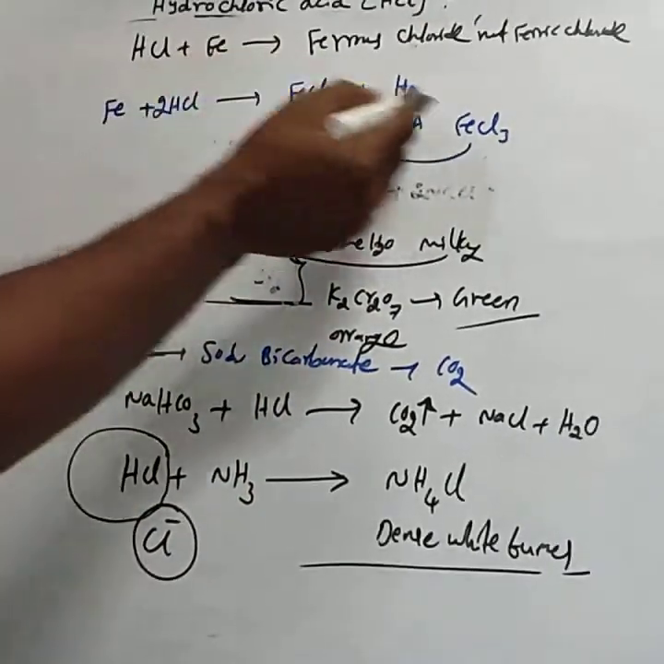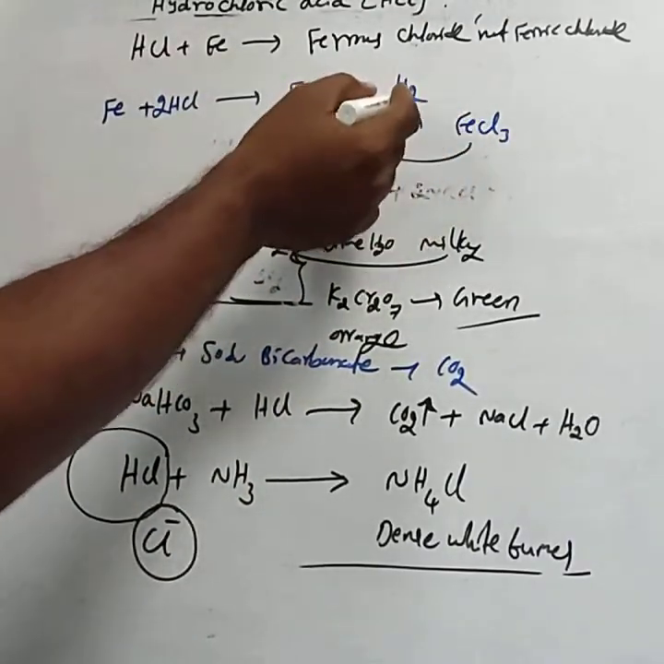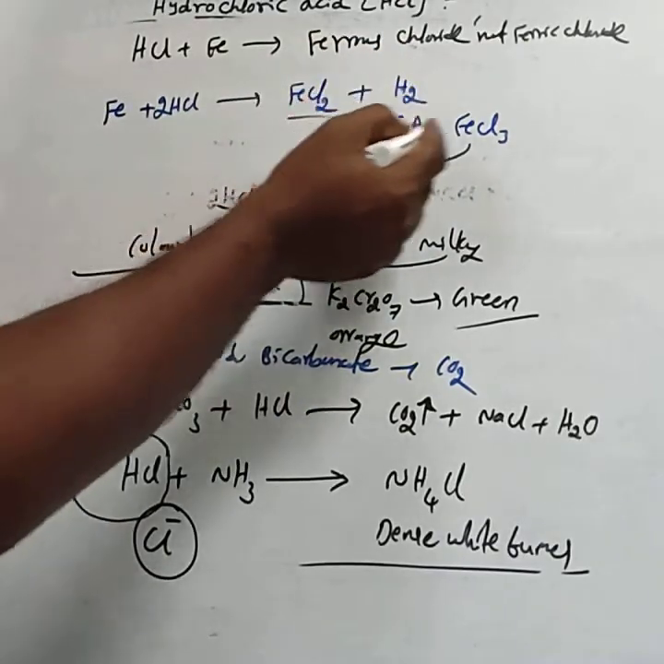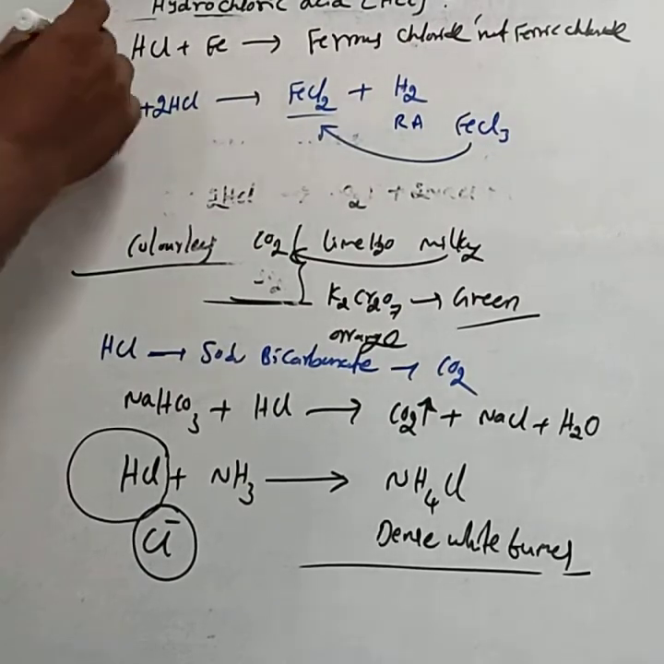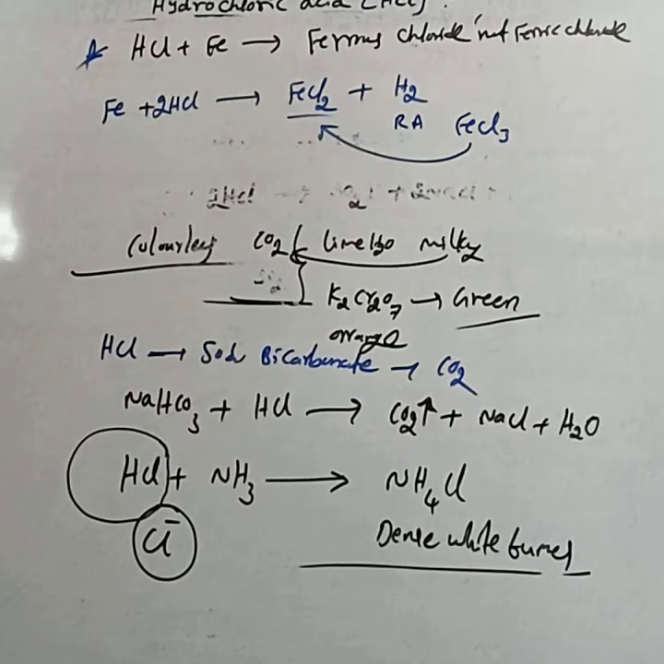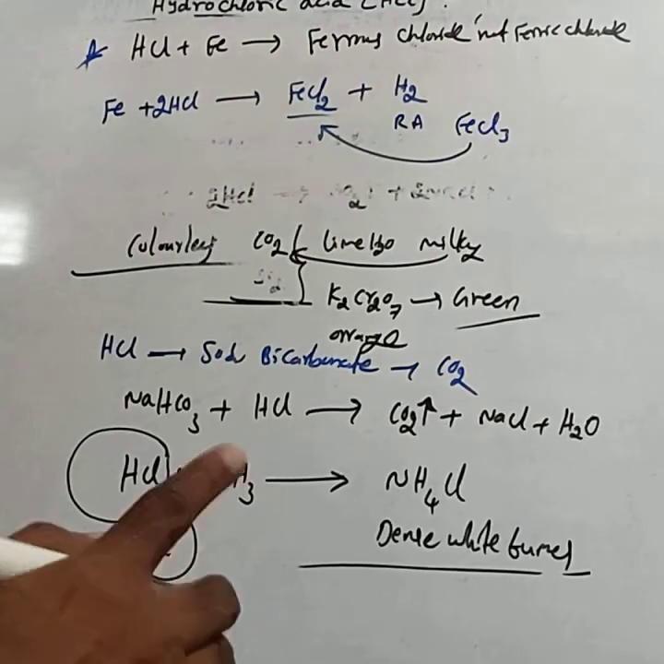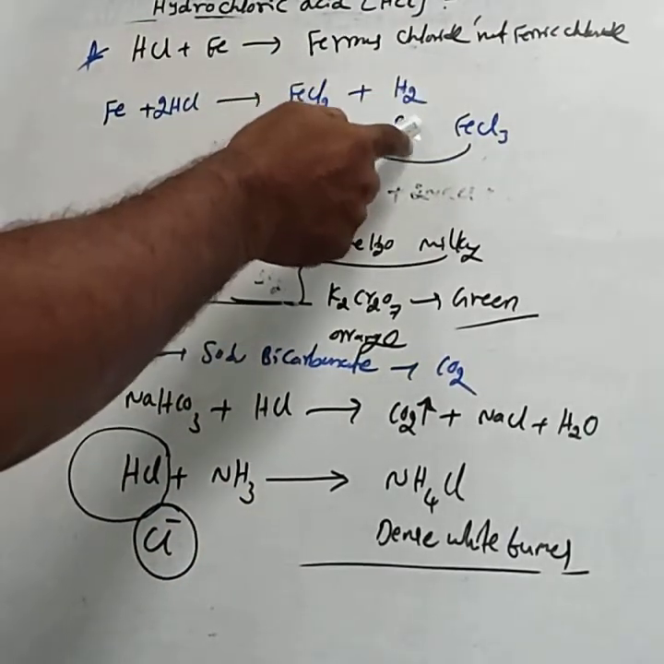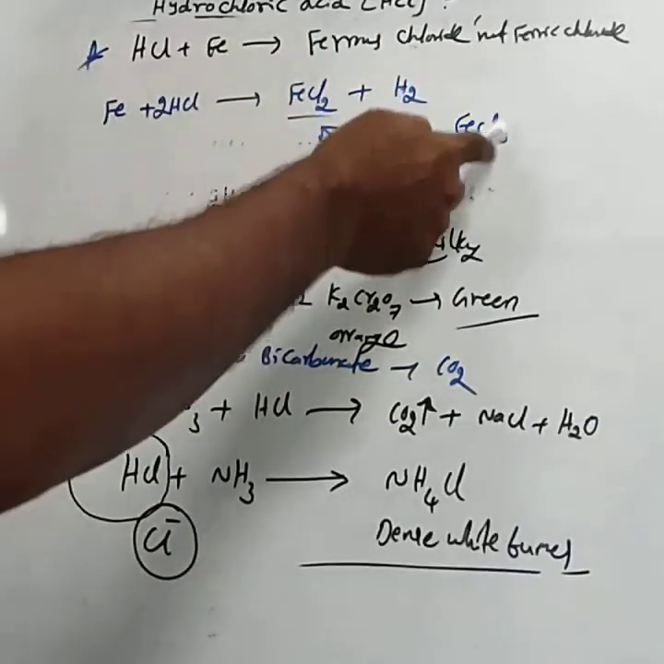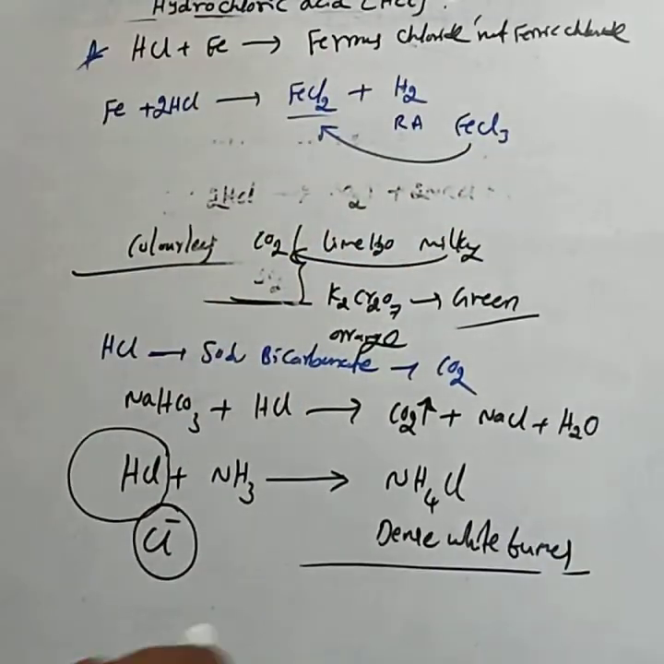If any ferric chloride is obtained, that hydrogen, being a reducing agent, reduces ferric chloride into ferrous chloride. Hence, if you add HCl to iron filings, only ferrous chloride is formed but not ferric chloride. This is important for the 1 mark question, 1 mark reason. Why, when HCl reacts with iron filings, is ferrous chloride formed but not ferric chloride? Because during that reaction hydrogen is evolved. Hydrogen is a reducing agent that reduces the ferric chloride formed into ferrous chloride.